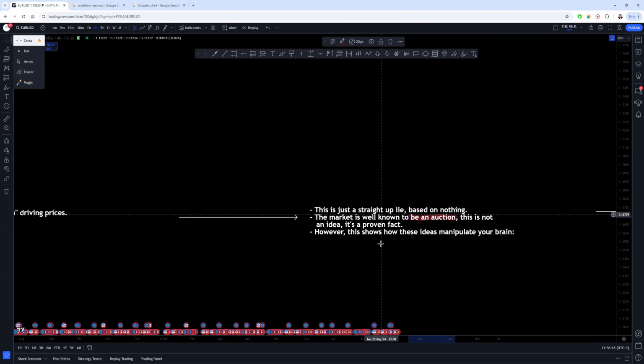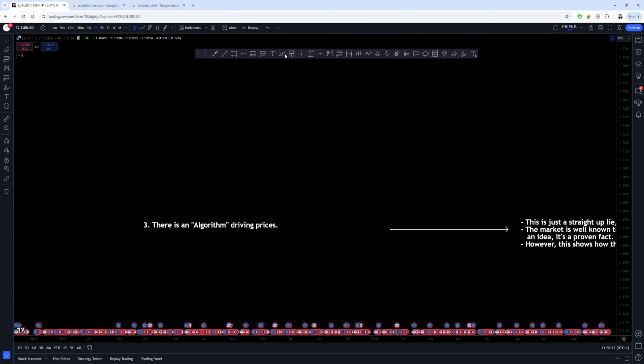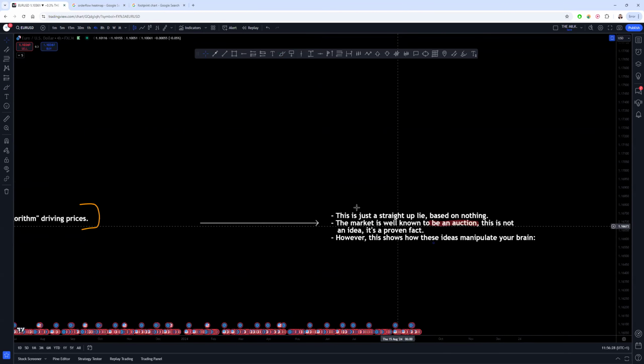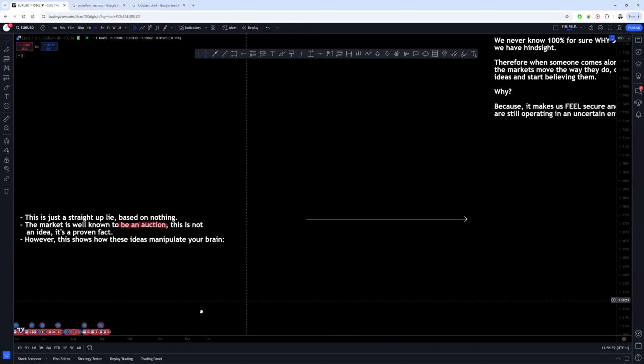However, this is really important to understand because understanding this in particular, the idea that there is an algorithm, helps us to understand how people are manipulated by this. Understanding this is going to be critical so that you don't keep getting manipulated by either this line of thinking or a different one. So let's go and break that down a little bit as well.